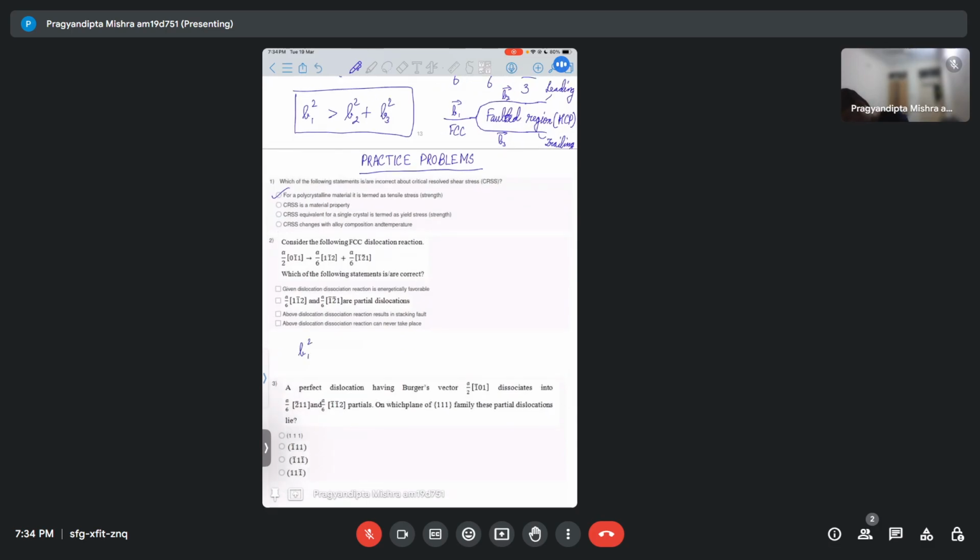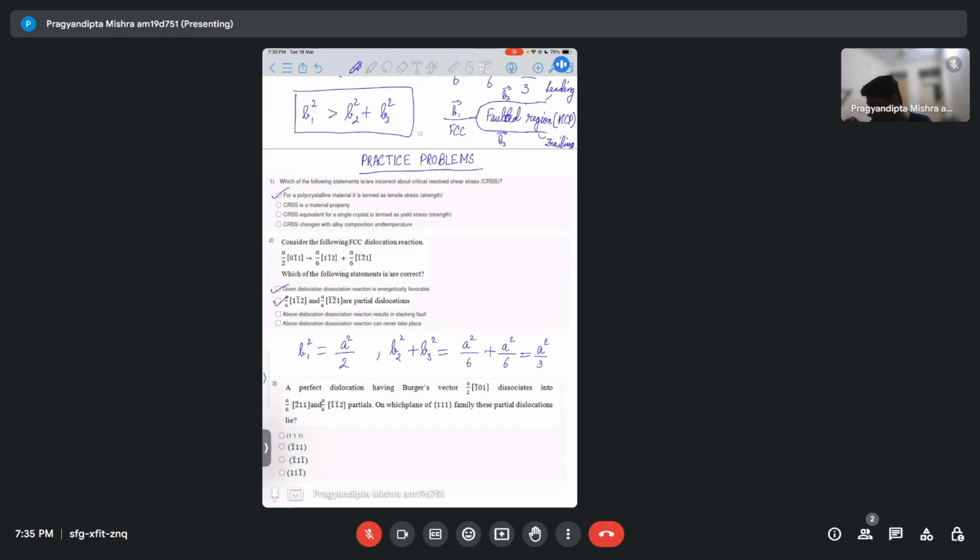b1 squared will be equal to how much? a squared divided by 2, right? While b2 squared plus b3 squared will be a squared by 6 plus a squared by 6, or that will be equal to a squared by 3. So therefore, this is correct. Then they are saying that the dislocations they have given, a/6[11-2] and a/6[1-2-1], are partial dislocations. That is correct.